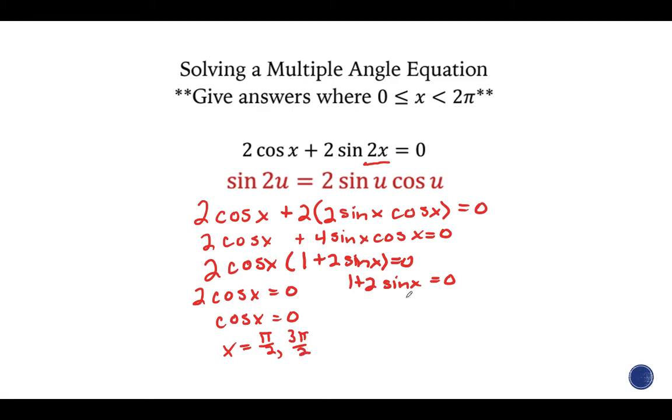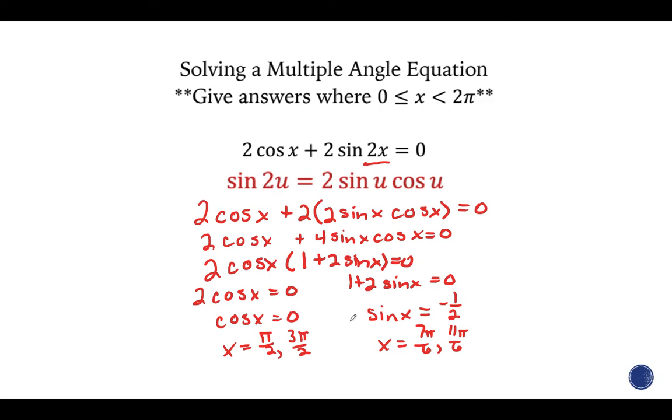In our other set here, we'll go ahead and solve for sine of x. So we're going to subtract 1 from both sides, divide by 2. So sine of x is going to equal a negative 1/2. And then again, we go to our knowledge of the unit circle. We know sine is negative in quadrants 3 and 4, it's going to have a reference angle of pi over 6. And so my solutions there are going to be x is equal to 7 pi over 6 and 11 pi over 6.